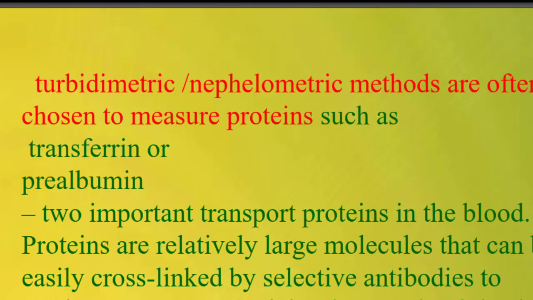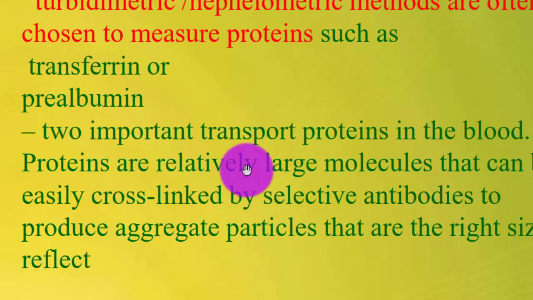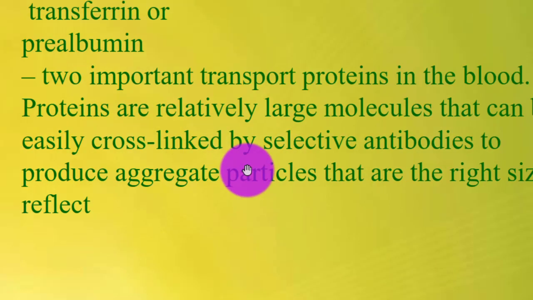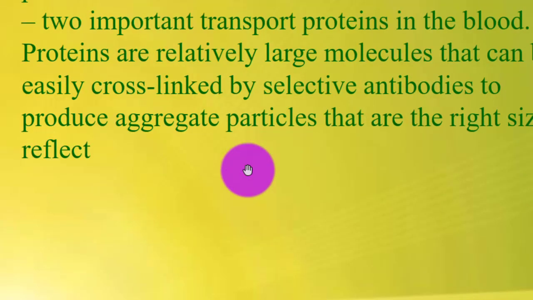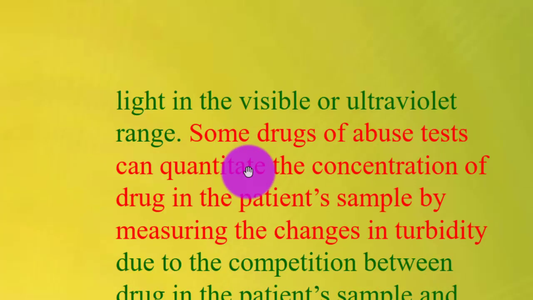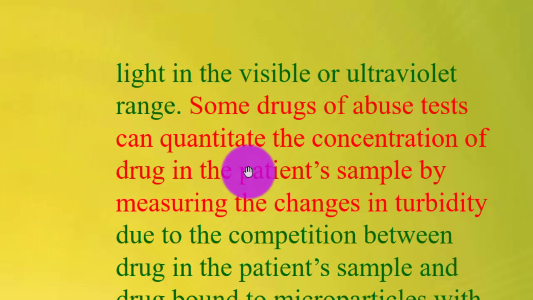Turbidimetric and nephelometric methods are often chosen to measure proteins such as transferrin or prealbumin, two important transport proteins in the blood. Proteins are relatively large molecules that can be easily cross-linked by selective antibodies to produce aggregate particles that are the right size to reflect light in the visible or ultraviolet range.